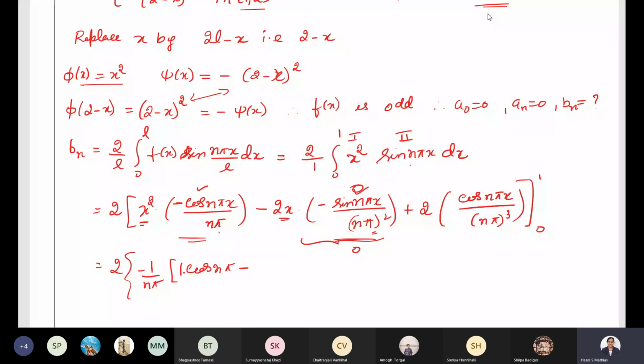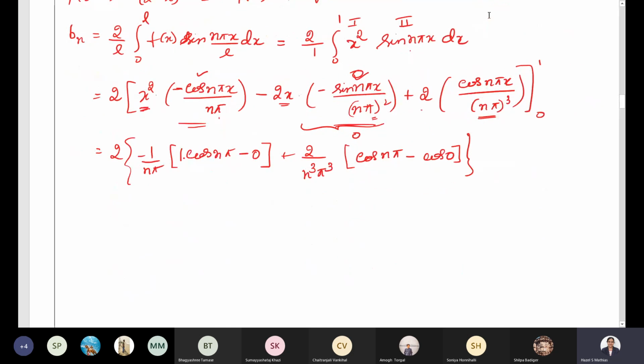When you put the lower limit in place of x, 0 square, so 0 into cos 0, it is going to be 0. Then this term, it will be 2 by n cube pi cube. 2 by n cube pi cube, put the upper limit, it will be cos n pi, minus, when you put the lower limit, it will be cos 0. This is what we get.